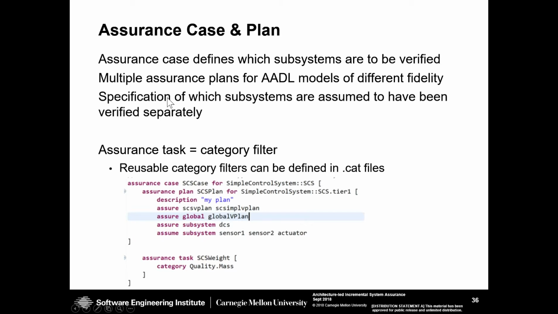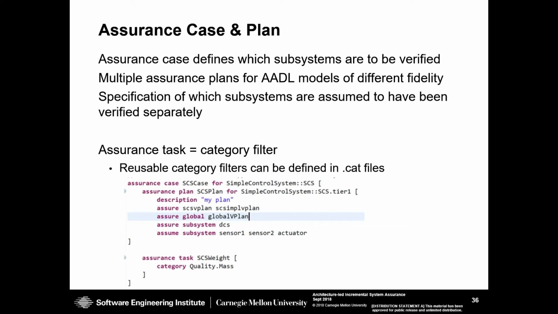So what does that look like? We are defining an assurance case for a system. Within an assurance case, we can have multiple assurance plans. Each assurance plan identifies a route for an ADL instance model. So different assurance plans can basically verify at different levels of fidelity. So a tier 1 verification, tier 2 verification, and so on.